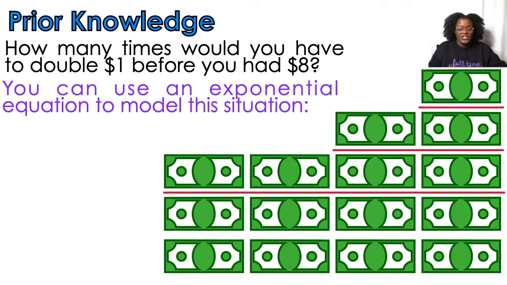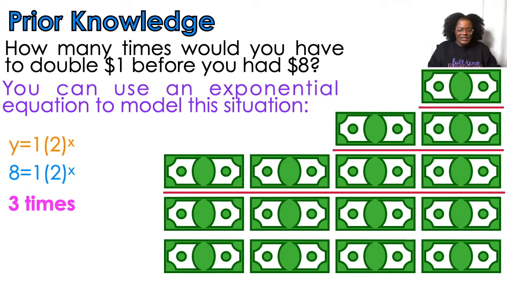You can use exponential functions to model the situation. So that would be $1 doubling. That's my growth rate, because we learned about this in exponential functions, my growth rate, and then x. So what does x have to be for that to equal eight? That's the question that we're asking ourselves right now. I already know that it's three times. I double it three times, I'm gonna get eight. That makes sense, right? Because 2 cubed equals 8.